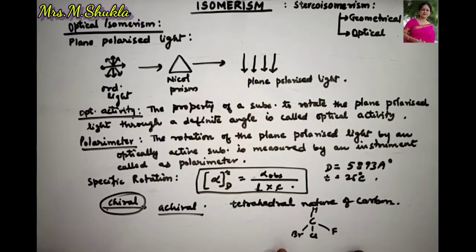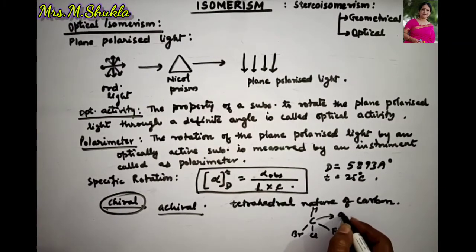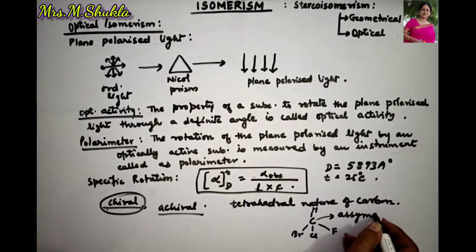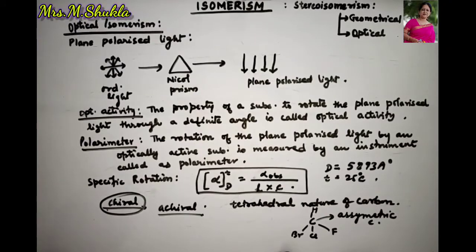So what do we see over here? A carbon atom has 4 valencies, right? And they are satisfied with 4 different atoms or groups. This is an asymmetric carbon atom, also called a chiral center, because 4 different atoms are attached to the carbon. So what is this carbon called? Asymmetric carbon. I hope this is very clear to you.